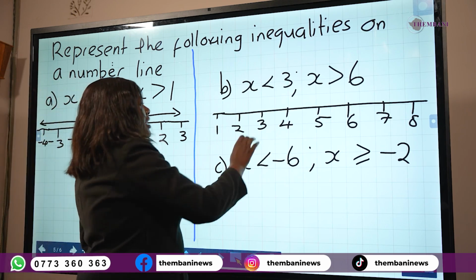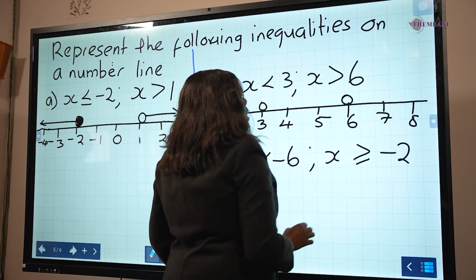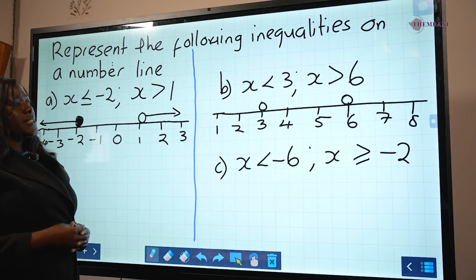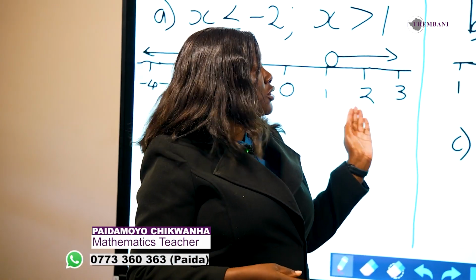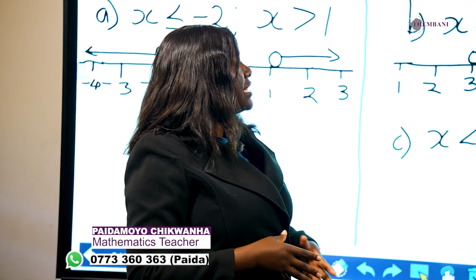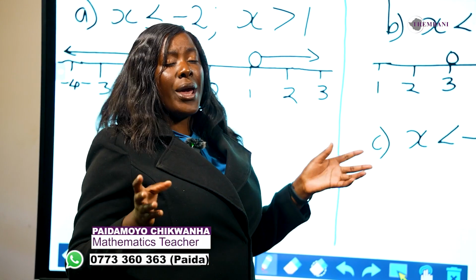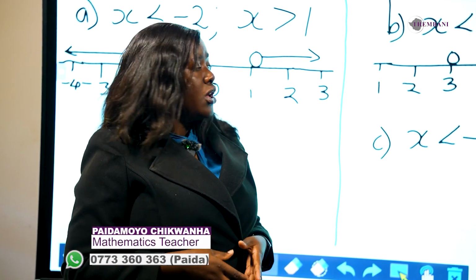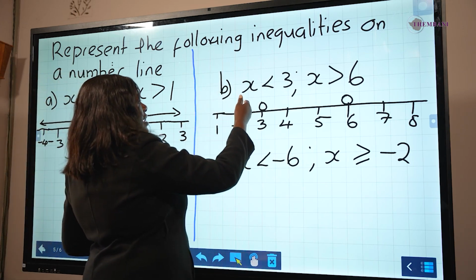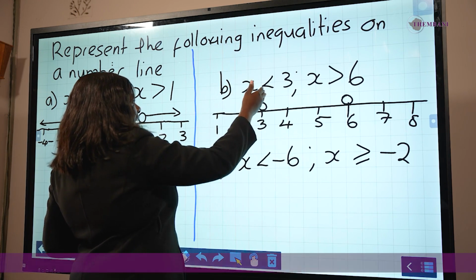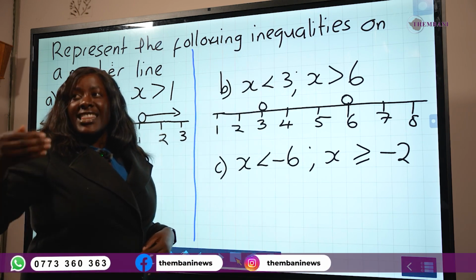So I'm going to put a small circle here on 3 and I'm also going to put a small circle here on 6. After doing that, do I shade? No, we are not shading because there's no or equal to in both instances, on 3 and on 6. After doing that, we need to see where our arrows are going to go. So let's go to the first one. We have x is less than 3.